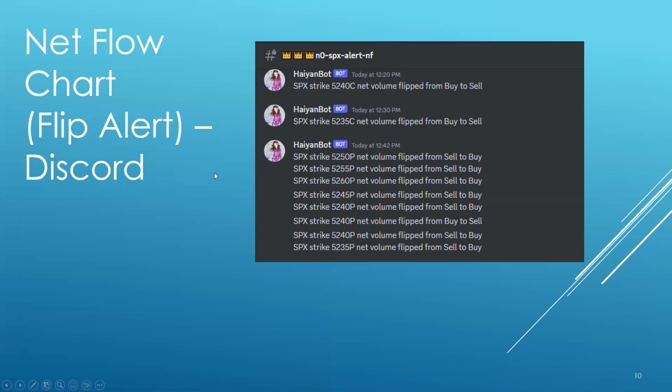We also created an alert for people to pay attention, to notify people when a bearish flip or a bullish flip happens. So as you can see, the puts go from sell to buy, and when a bunch of sell puts become buy puts, a bearish flip has happened. So we create the text alert and send it to the Discord.